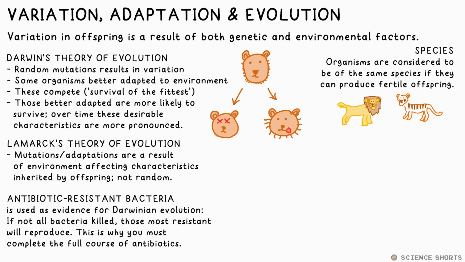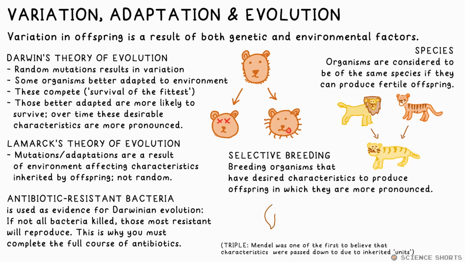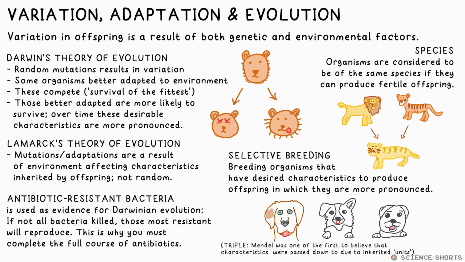If organisms are able to produce fertile offspring, we say they're of the same species. Tigers and lions have been known to make liger offspring, but as they're infertile, we don't consider tigers and lions to be of the same species. We can selectively breed living things with desired characteristics to enhance these. For example, breeding dogs to produce breeds like Labradors, Collies, and if you're into undesirable characteristics, pugs too.